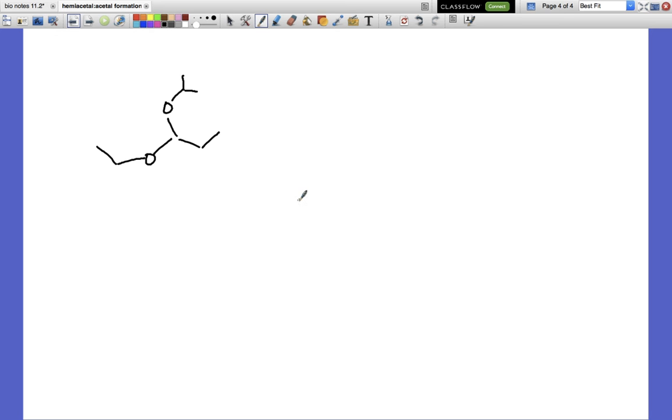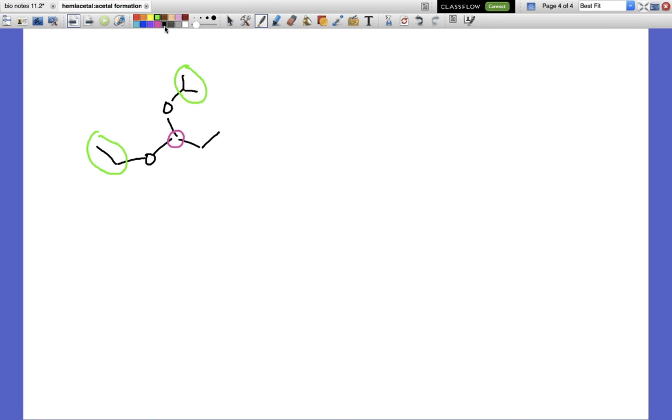This is actually an acetal. And I know it's an acetal because I can see all the way from one end to the other. I can see that there's a carbon here that's connected to two different oxygens. That carbon is going to be my carbonyl carbon in my aldehyde, right? And I can see that those oxygens both have other R groups that are hanging off of them.